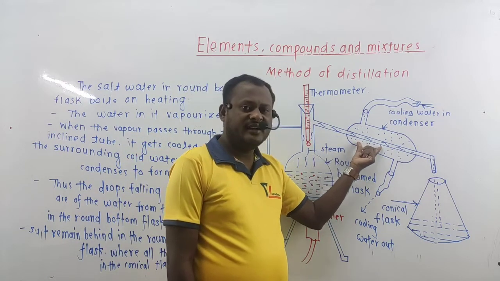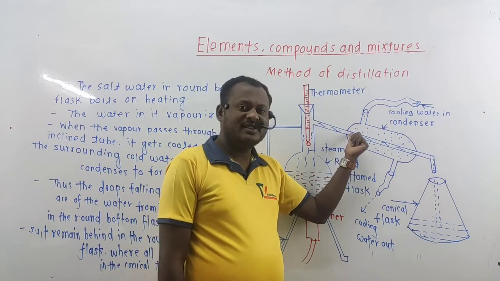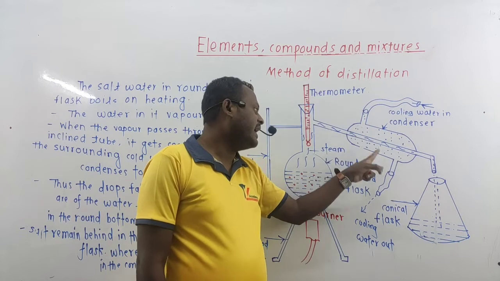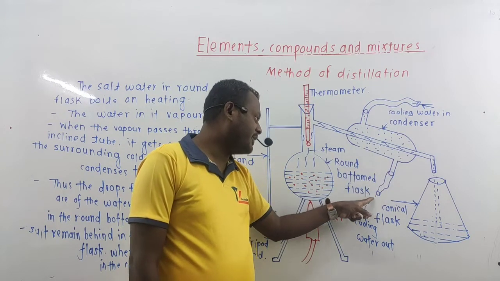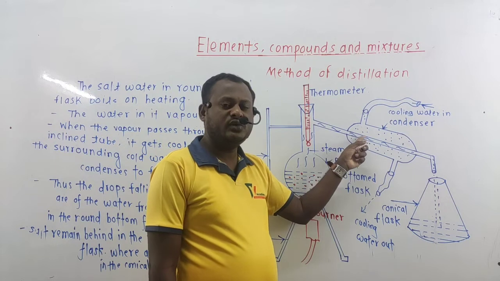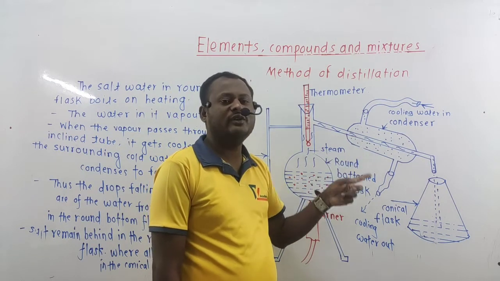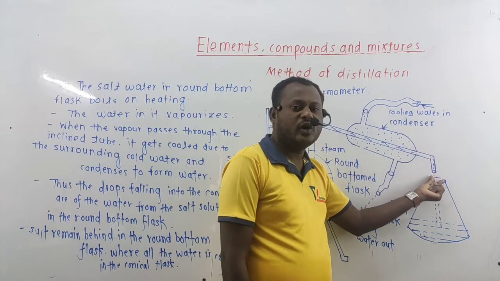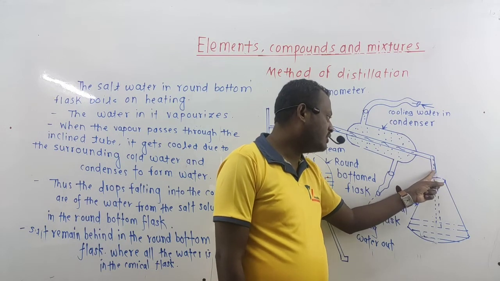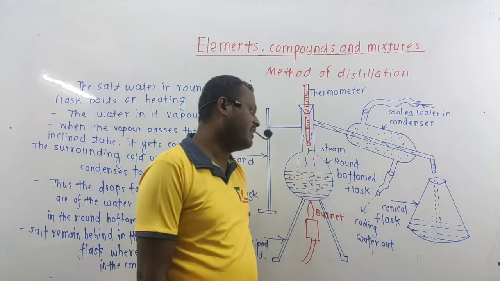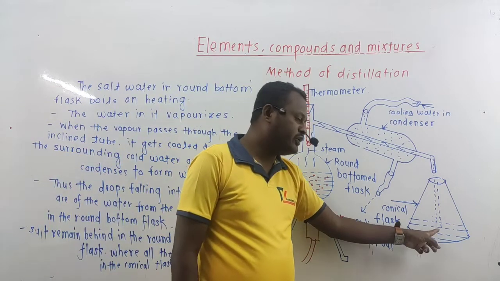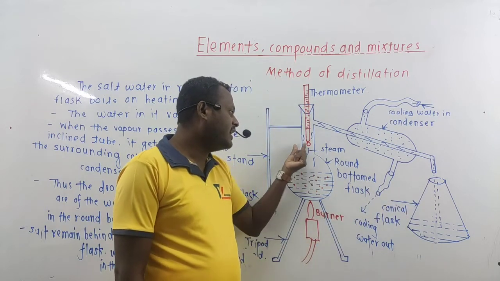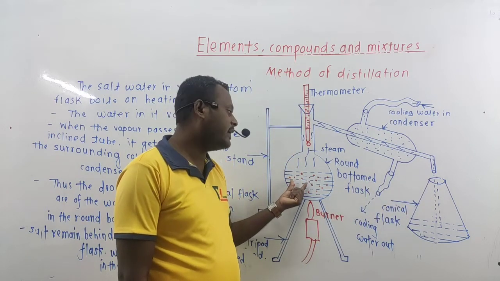In the condenser, the heat of the steam is given to the cold water which is in the condenser. Cooling water is entering from this pipe and leaving the condenser from this pipe, and the heat of the steam is given to the cooling water, and that's why the steam again gets converted into liquid water. And the drops of water are collected in the conical flask. Okay. And this water is pure water which has no salt. Okay. And the salt remains behind in the round bottom flask.